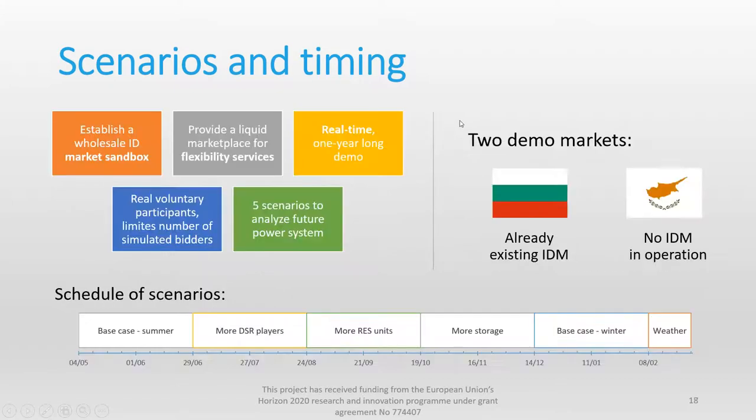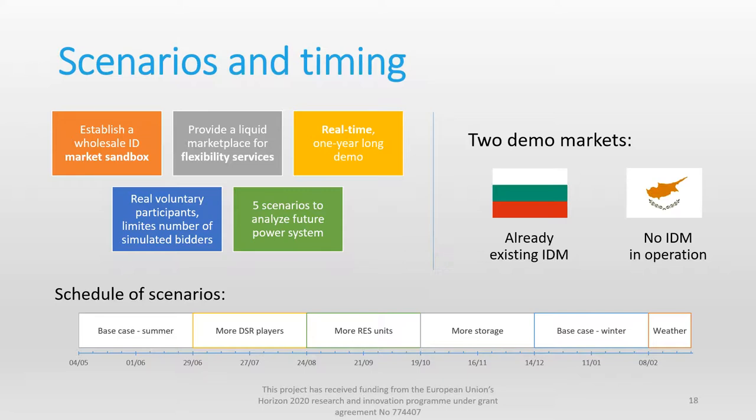Considering the scenarios, we have six of them, or five plus one, as we usually call them. We will have a base case for summer and winter. We will actually start with the base case for summer, and we will almost end with the base case for winter. In these two scenarios, we will try to keep the parameters of the scenario as close to the actual market settings as they are currently in Bulgaria and Cyprus. And we will only increase the liquidity so that we can test the behavior of the matching algorithm.